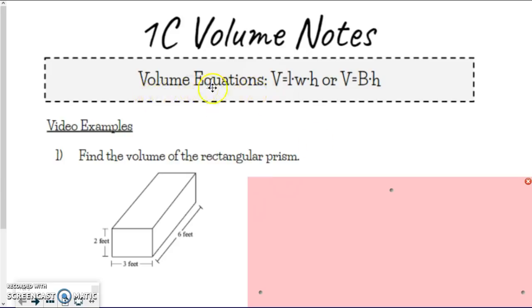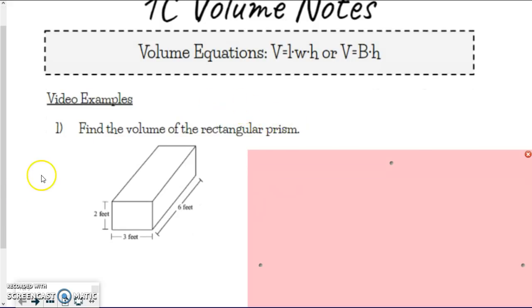So a reminder, here are the volume equations at the top. The first one, and the most commonly used one for a rectangular prism, is V equals L times W times H, or as we know, volume equals length times width times height. The other one you can use occasionally is where volume equals the area of the base, that's why it's a capital B this time, area of the base times height. I'll show you one time where we might use that, but normally we'll use this first one, length times width times height. So let's get started.